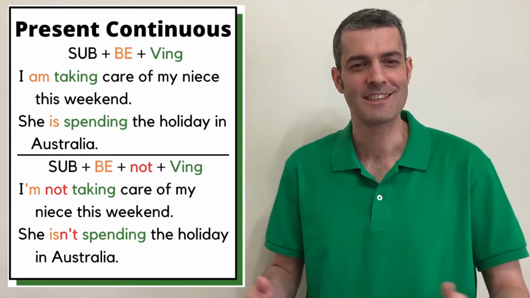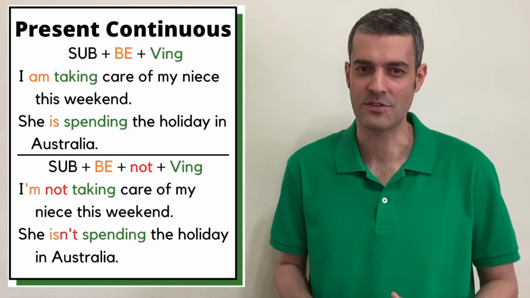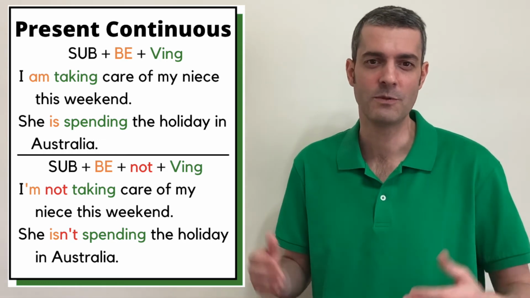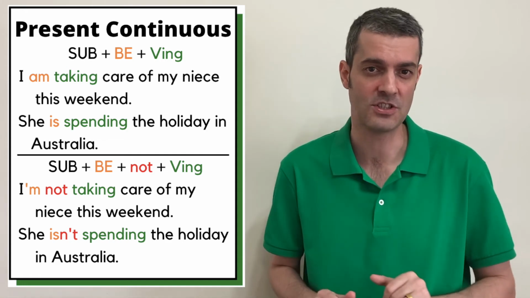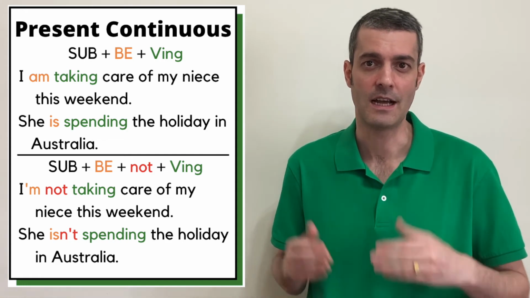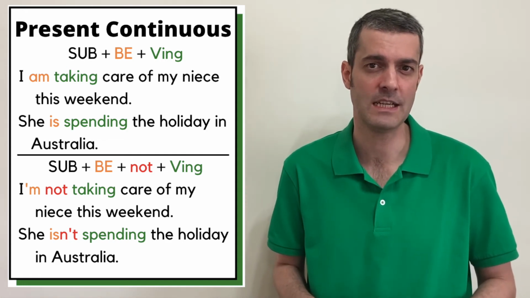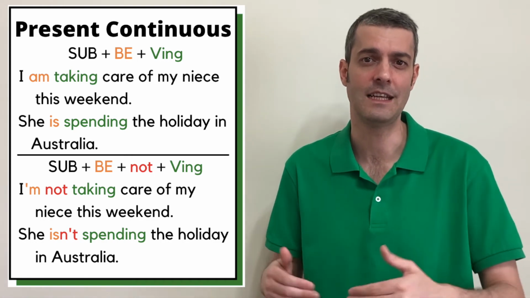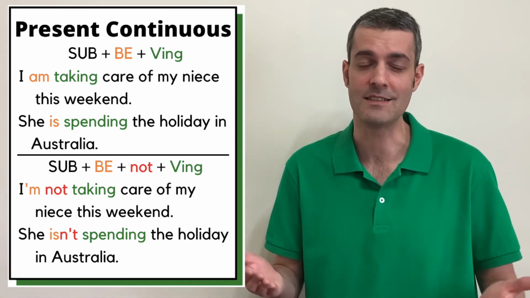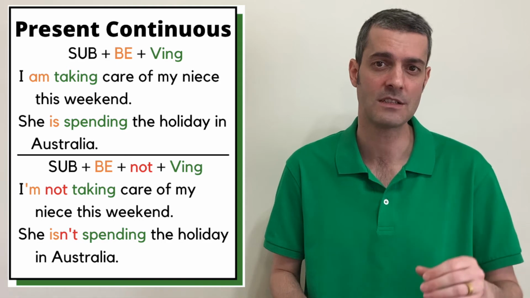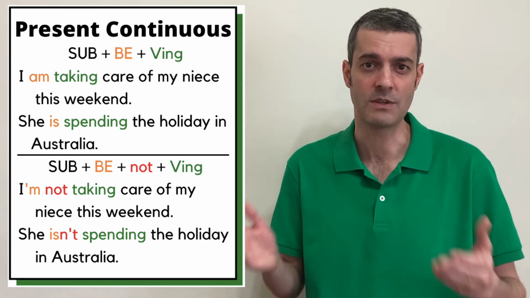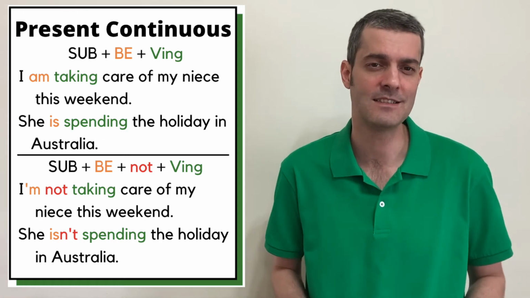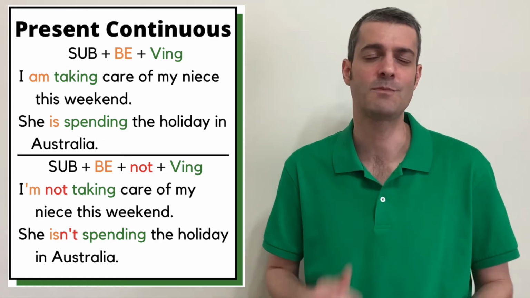We can also use the present continuous tense to talk about some future situations. As a quick recap, we have our subject and our be verb am, is, are, and our verb plus ing. So two examples are, I am taking care of my niece this weekend and she is spending the holiday in Australia. To make these sentences negative, we have our subject, our be verb followed by not and a verb plus ing. So we have, I am not taking care of my niece this weekend and she isn't spending the holiday in Australia.